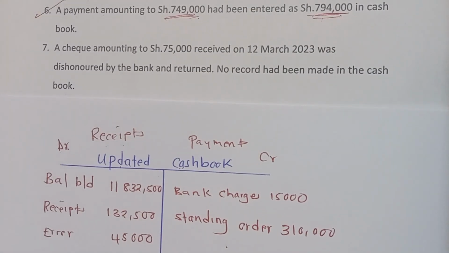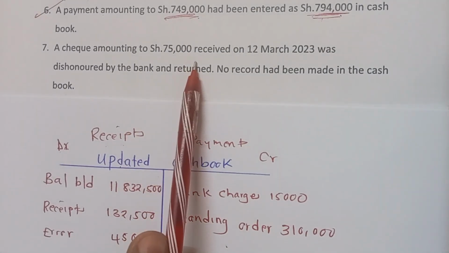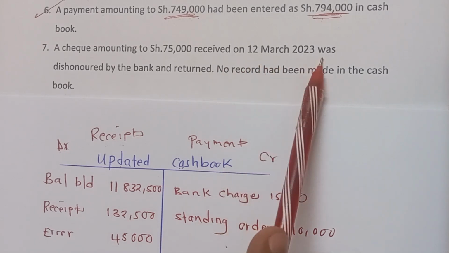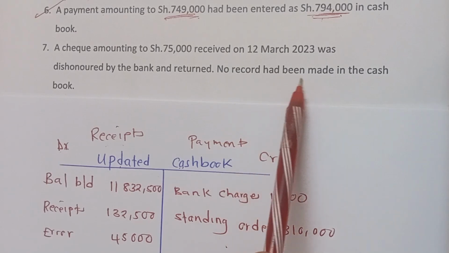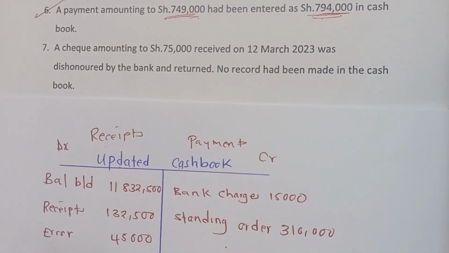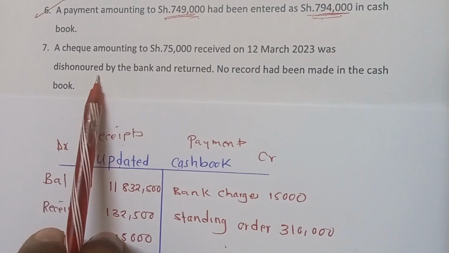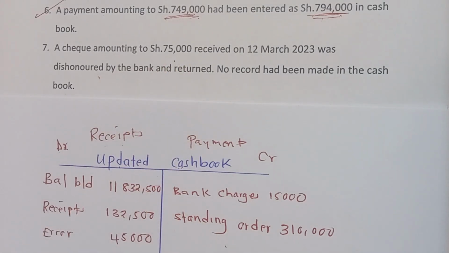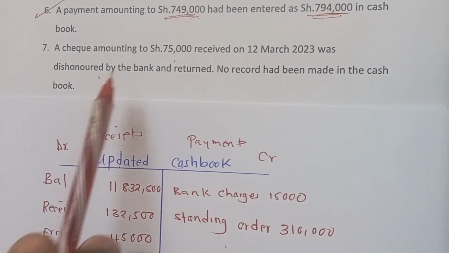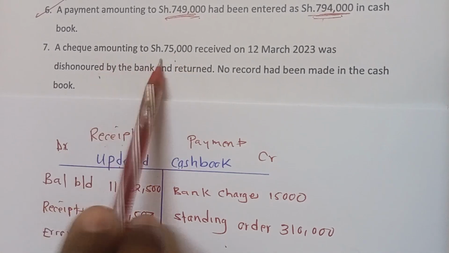We are told that a check amounting to 75,000 received on 12 March 2023 was dishonored by the bank and returned, and no record had been entered in the cash book. Meaning, immediately Mutua Mule received this check amounting to 75,000, he recorded it in his cash book, and then after the check was presented to the bank for payment, the bank declined. So in the bank statement, there is no information relating to this particular transaction.